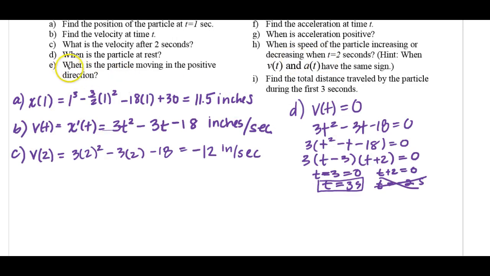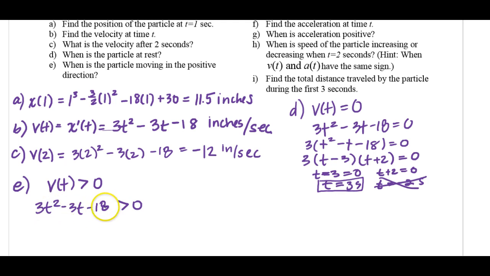Alright, so now let's move on to part E, and we needed some more space for that. So when is the particle moving in the positive direction? So for part E, an object is moving in the positive direction when v of t, the velocity, is greater than 0. So the velocity function right here, which was 3 times t squared minus 3t minus 18, I want to know when that function is greater than 0.